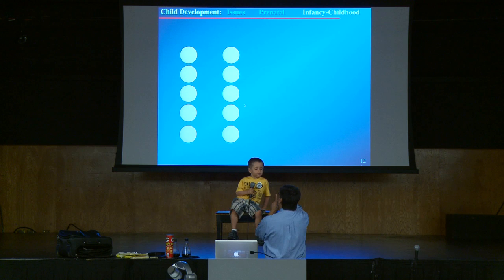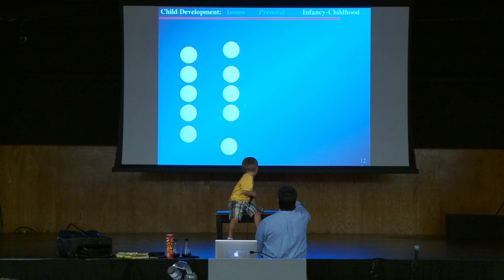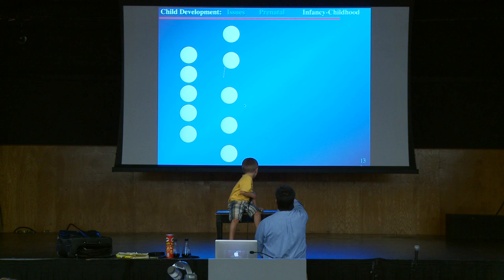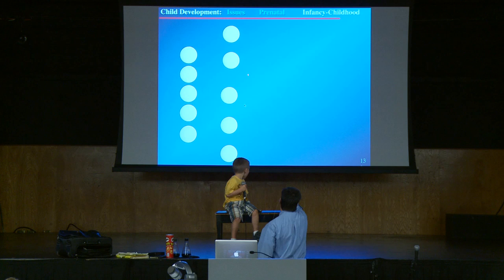Watch up there. Watch this. Now which row has more coins? This row or this row? Are they the same? This one has more? No, the other one. This one has more. Okay, so this one has more. Usually, oftentimes kids will say this one's spread out more, so it has more.